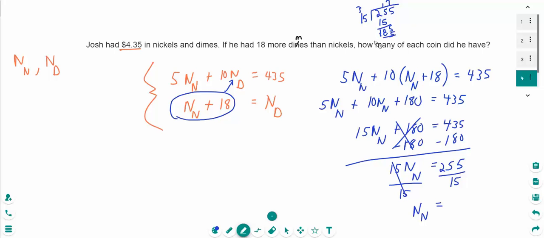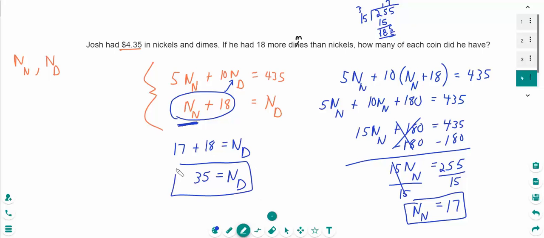735, I believe. Yeah, there we go. 17. So n sub n is going to equal 17. And if the number of nickels is equal to 17, we can plug that back into the second equation, and we end up with 17 plus 18 equals n sub d. And 17 plus 18 is 35, so the number of dimes is equal to 35. So there we go. We have 35 dimes and 17 nickels. Again, we were supposed to end up with more dimes than nickels, and we do have more dimes than nickels.